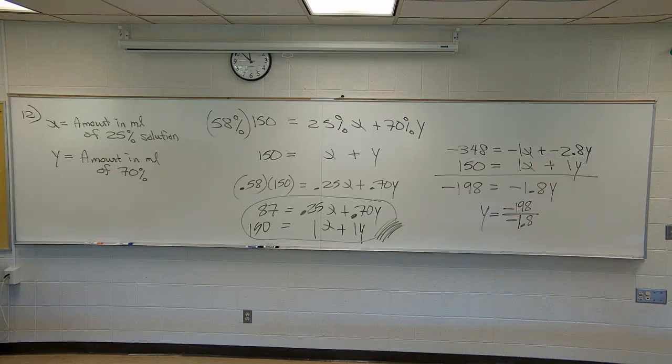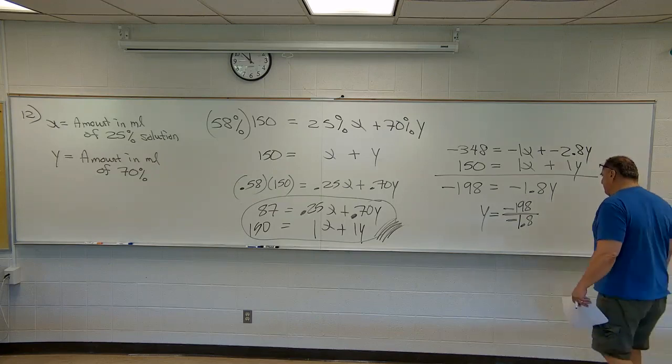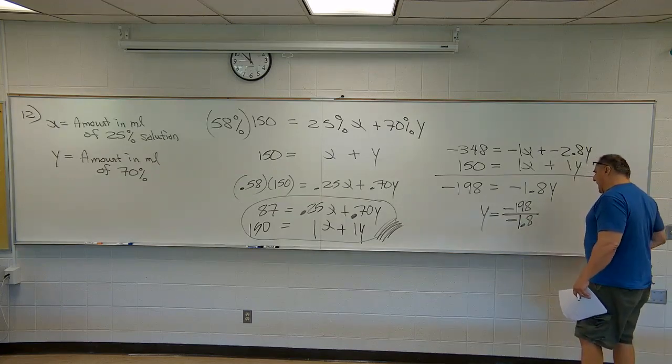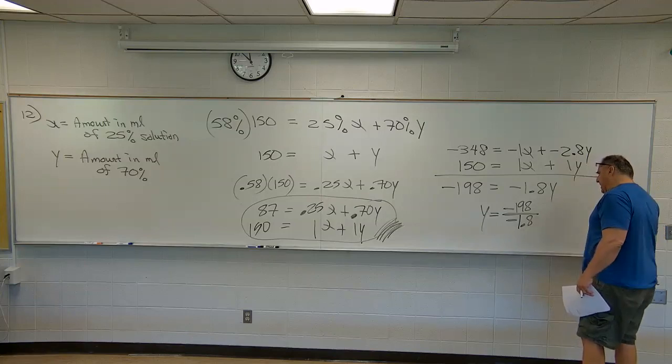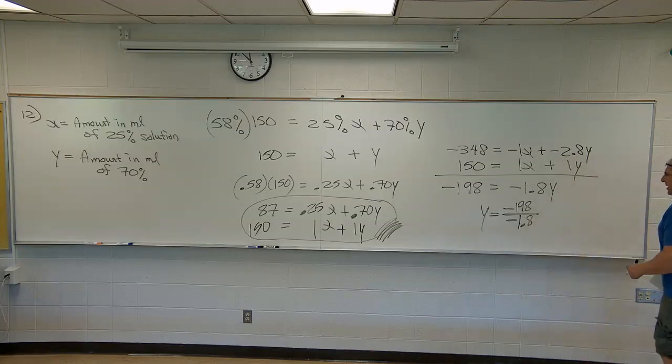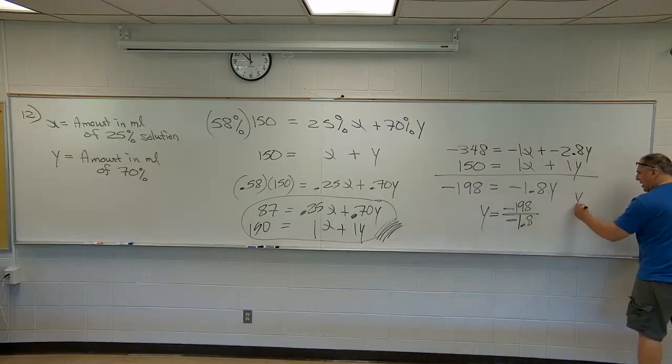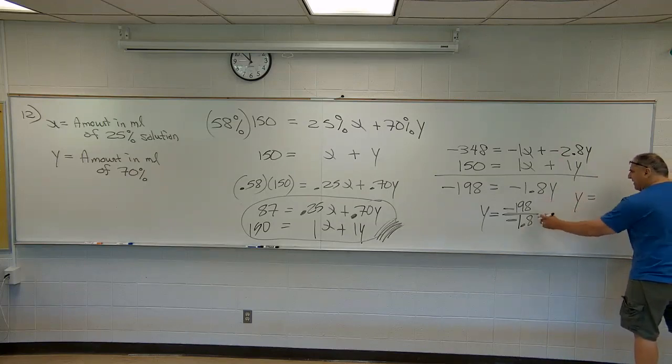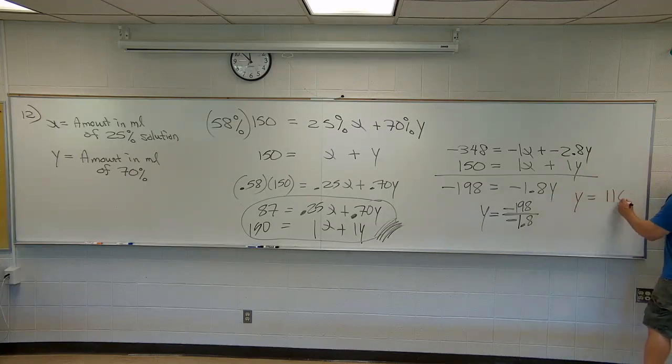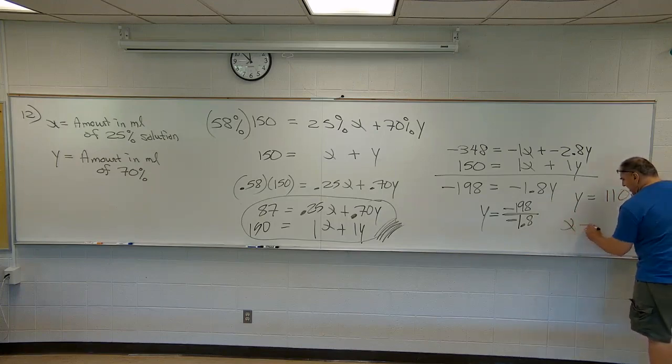Divide by -1.8 on each side. I think we'll be okay. Trying to put this thing together, guys. It should be on the order of 110. You actually do the division here. Y is going to be equal to negative divided by negative is positive. I'm saying it's 110 milliliters, which means that x and y have to add up to 150.